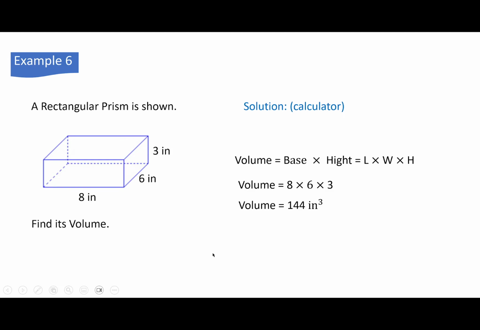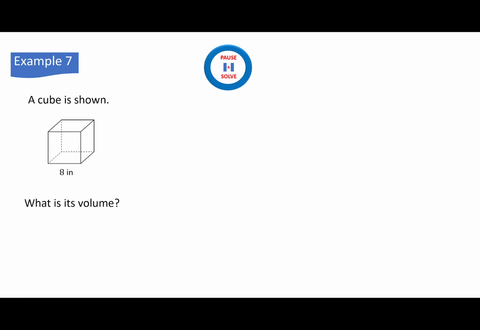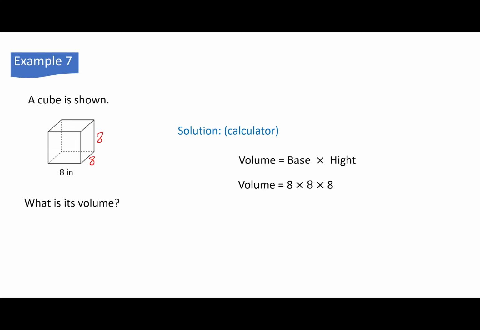Now, talking about volume, cubic inches. Example 7. A cube is shown. What is its volume? Similar to the first one, but all of these are 8, 8, 8, 8. So you have volume is base times height, 8 times 8 times 8, 512 cubic inches.